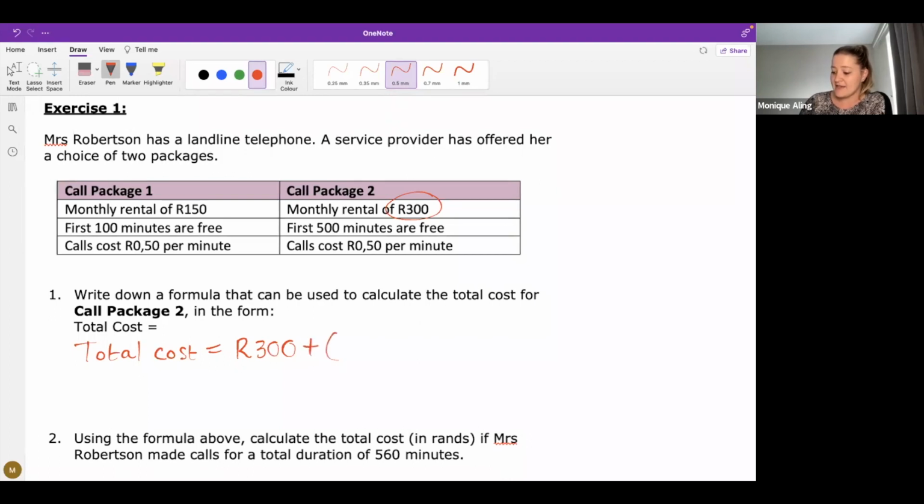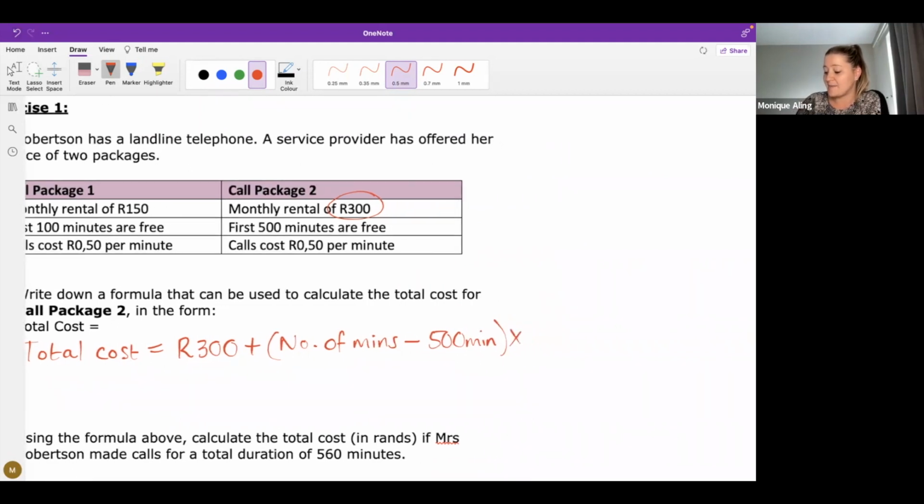Okay. Plus, we've got number of minutes because it's just a general formula. We don't know how many minutes someone's going to use this landline for. But we do know that we can minus the free minutes, which will be 500 free minutes. Remember that's not 500 Rand, that's 500 minutes. Maybe let me just put that in there. And then whatever our answer is from this bracket will be multiplied by the tariff. And our tariff in this instance is 50 cents per minute. So we're going to say times by 0.50.